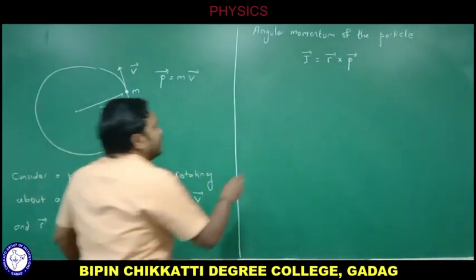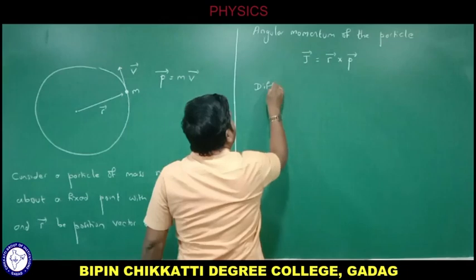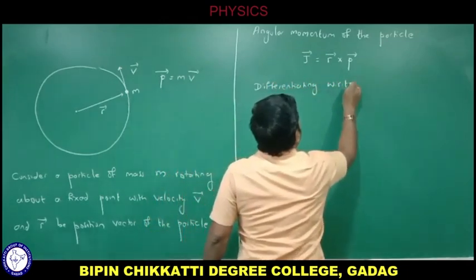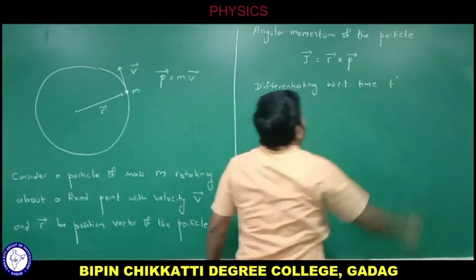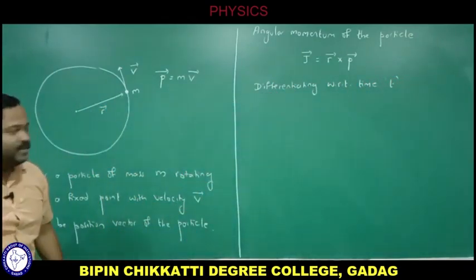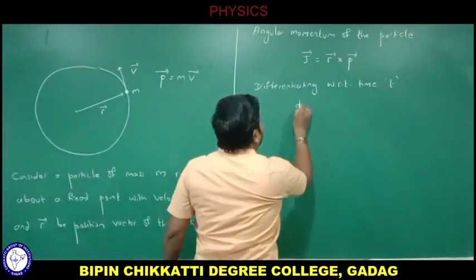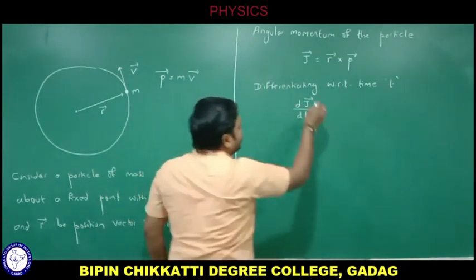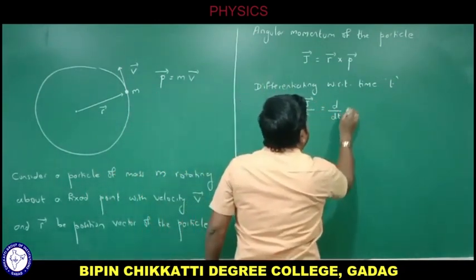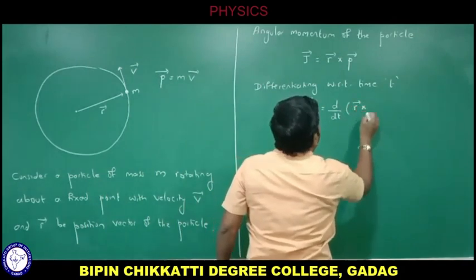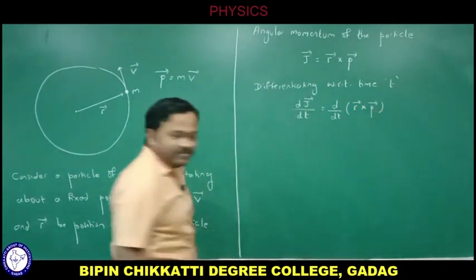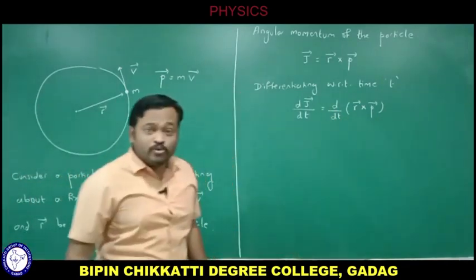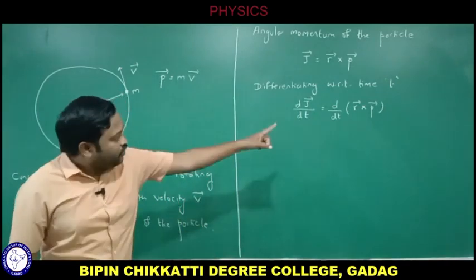Now what I will be doing is differentiating with respect to time t. Let me differentiate this equation with respect to time t. What happens if I differentiate it? dJ divided by dt equals d divided by dt of r cross p. Here both are changing with respect to time, so I need to use the UV rule of differentiation.